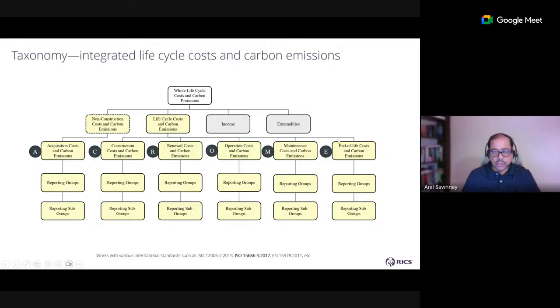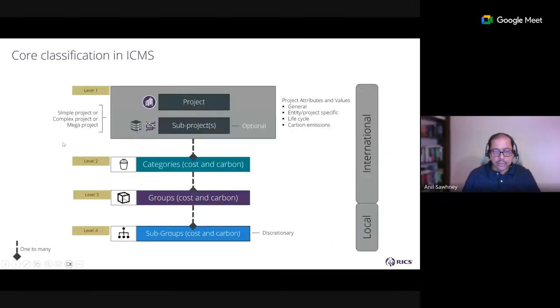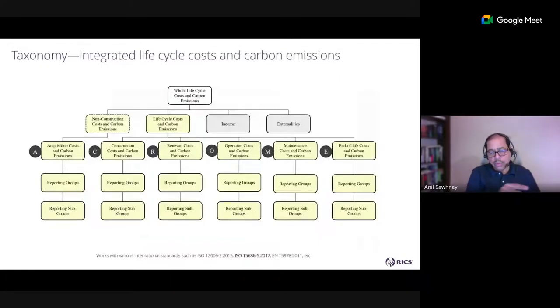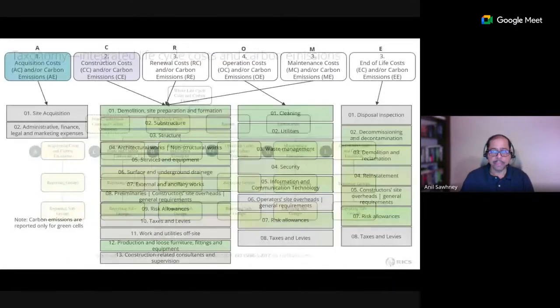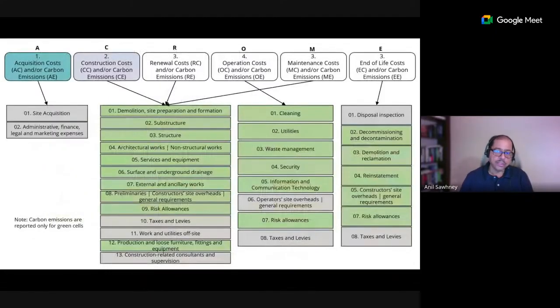So this is that level 2 that we just saw, which were the categories. So A-Chrome are the categories of ICMS. Below that are your reporting groups and reporting subgroups. So that's your level 1, level 2, level 3, level 4 hierarchy of ICMS. In more detail, this is how it looks. All boxes that you see in green are boxes where you're required to report both cost and carbon.